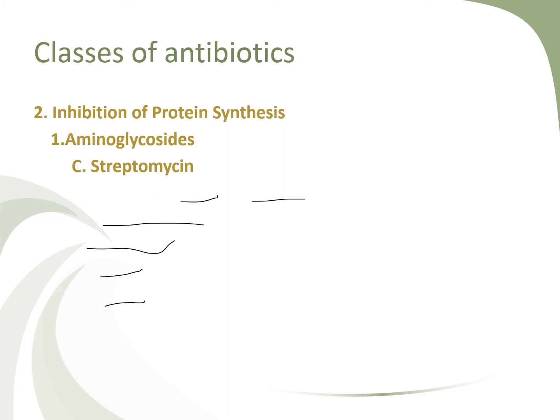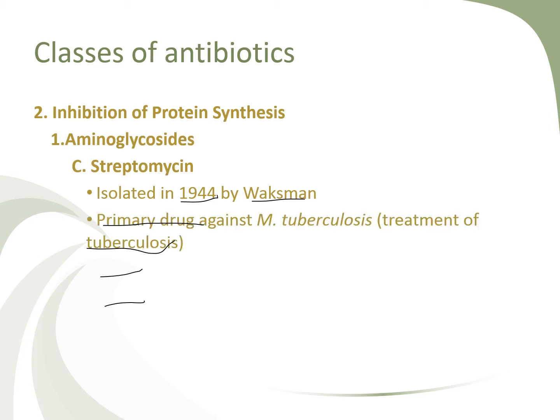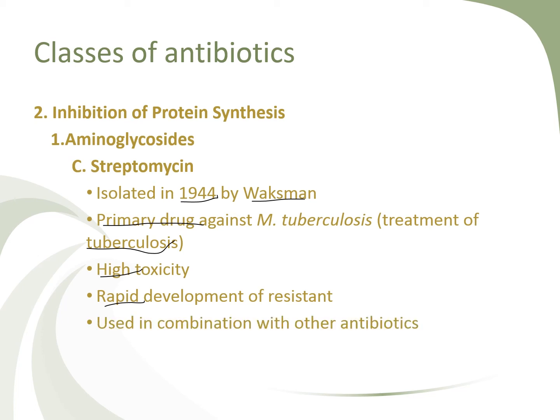Now I'm gonna talk about streptomycin. This was isolated in 1944 by Waksman. This was the primary drug against tuberculosis. So kanamycin is the second-line drug to treat tuberculosis, and streptomycin is the primary, okay, to treat tuberculosis. So do not get confused. Streptomycin is the primary drug, and kanamycin is the second drug to treat tuberculosis. This has high toxicity, and it leads to rapid development of resistance in bacteria. So it's a good idea to use this antibiotic in combination with other antibiotics.